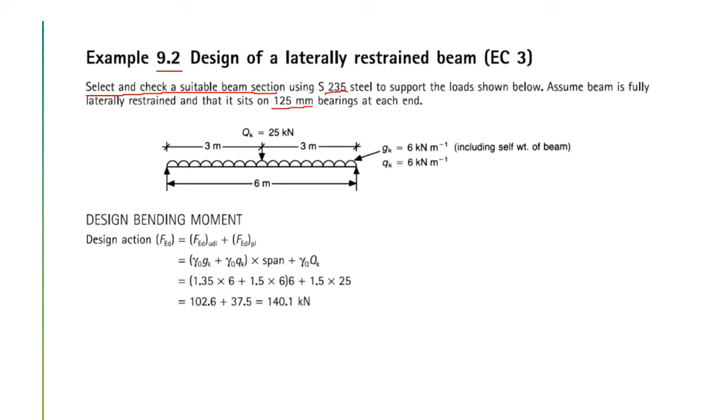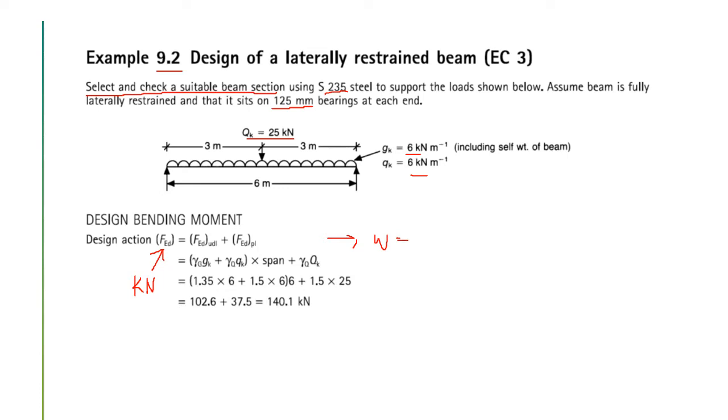Okay, so here is the loading. It's given here that uniformly distributed load of 6 kilonewton per meter for GK and QK, and then you have 25 kilonewton point load at the center of the beam. Okay, first of all, you need to calculate what is the design action. So the design action here is written in terms of forces, the unit in kilonewton. You also can write in terms of kilonewton per meter.